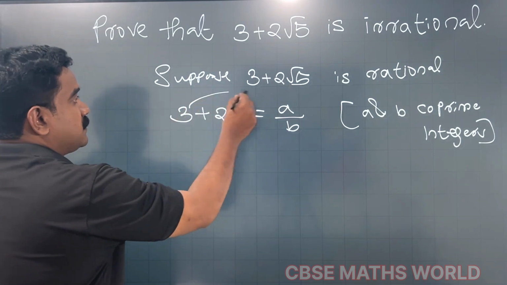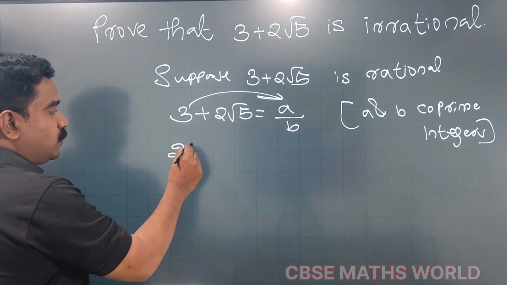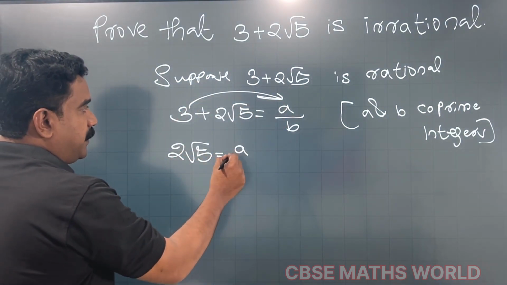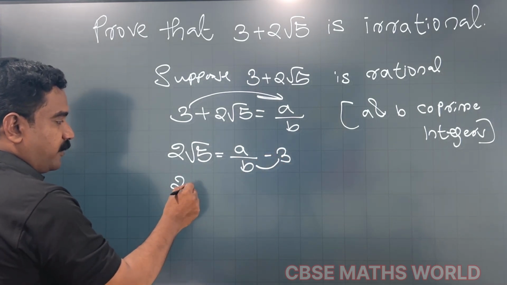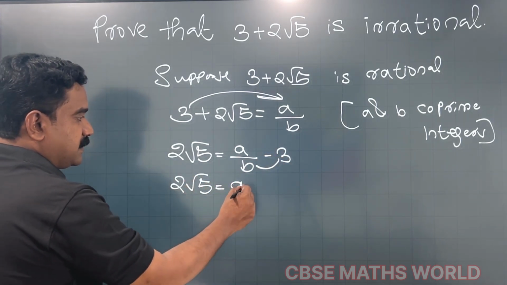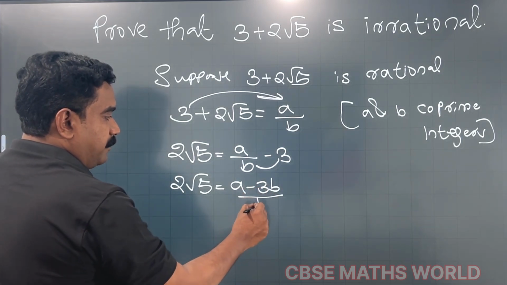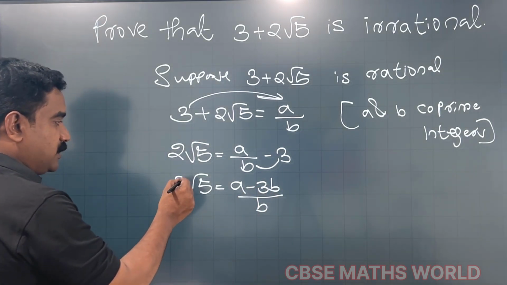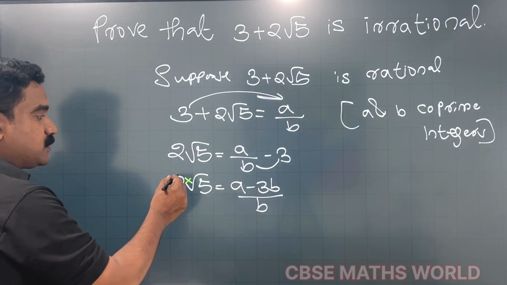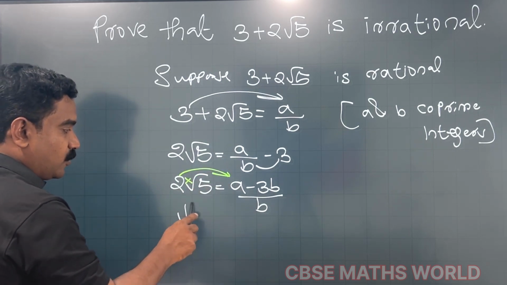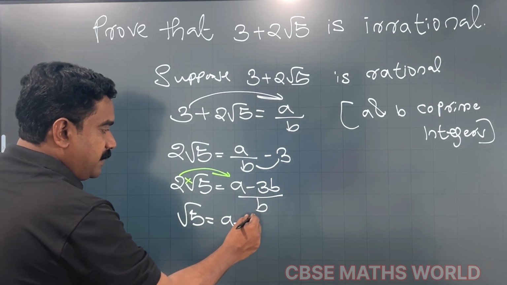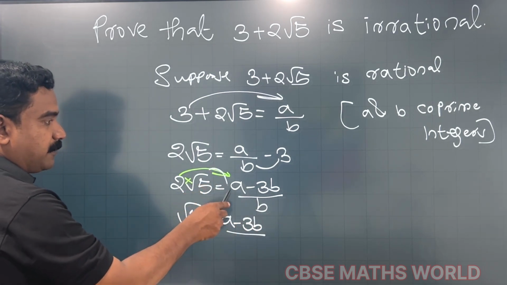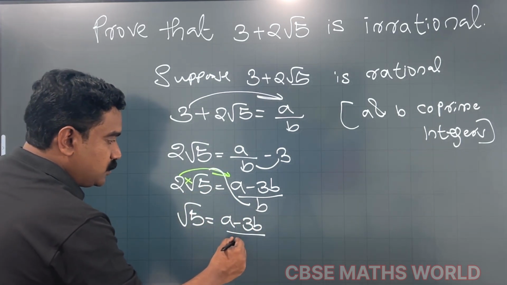So transpose this 3 to here. What will you get? 2 root 5 equal to a by b minus 3. If you cross multiply, you will get 2 root 5 equal to a minus 3b all divided by b. 2 root 5 is actually 2 into root 5. Transpose this 2 also here. So you will get root 5 equal to a minus 3b divided by 2b.